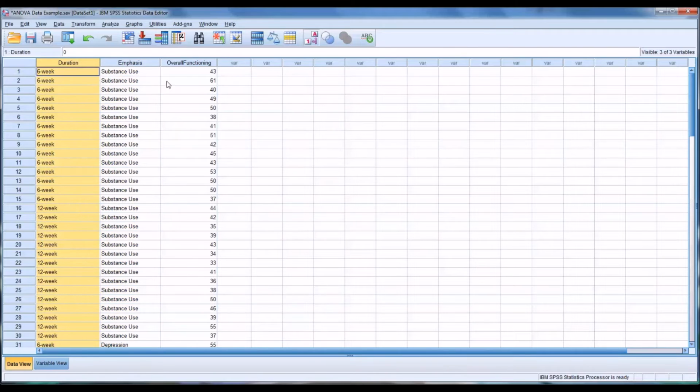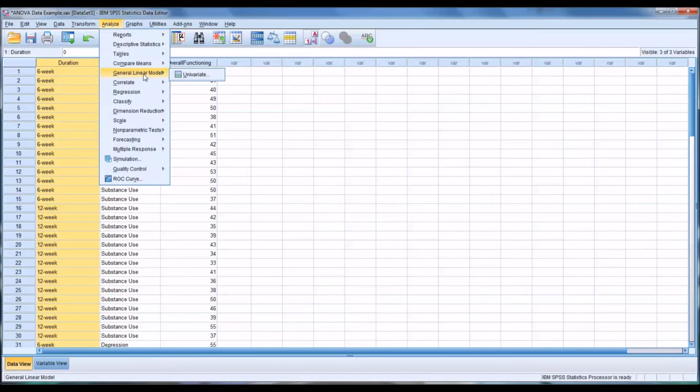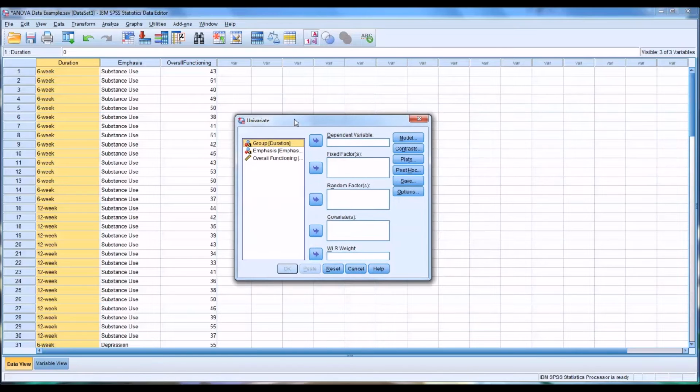So let's perform the analysis. We'll click on Analyze, and we want the general linear model and univariate. Right, so this is an ANOVA. And remember, we talked about the dependent variable is overall functioning. So we would either drag that over here, or we can select it and click the arrow. Either way. And the fixed factors, which are the independent variables, would be group and emphasis.